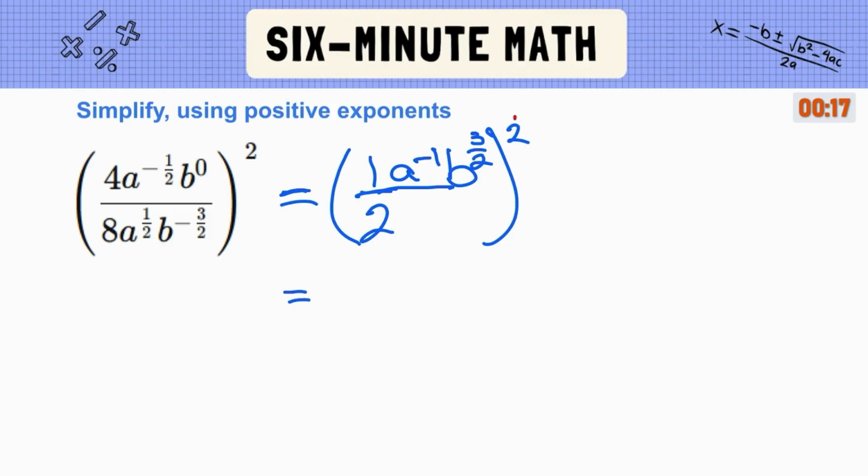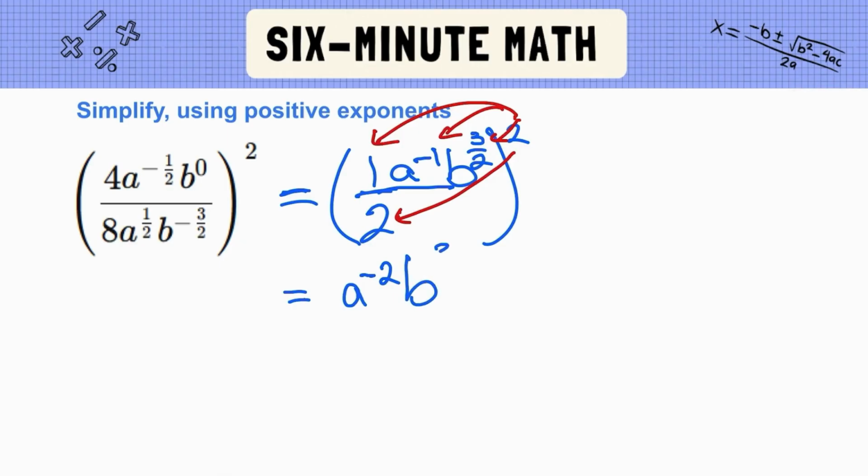At this point now I can use my power of a power and multiply that squared into all of my items. 1 squared is just 1. A to the negative 1 times 2 is a to the negative 2. And 3 over 2 times 2 is just 3. All of that would be over 2 squared, which is 4. And then I have to get rid of my negative exponent by bringing it to the bottom for a final answer of b cubed over 4a squared.